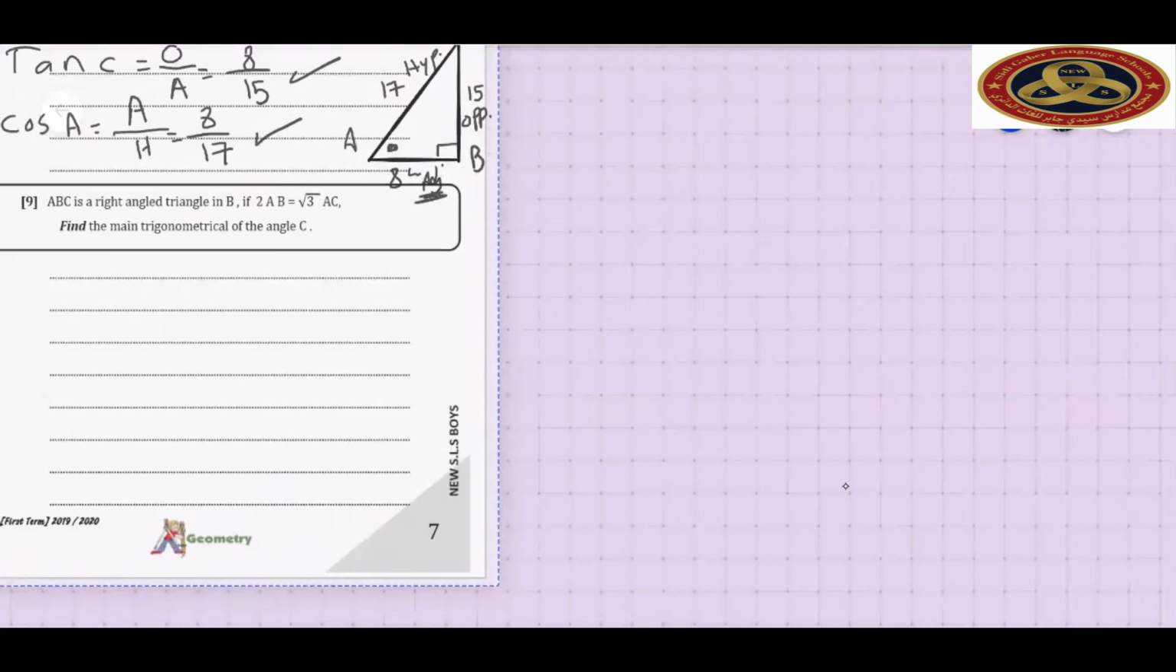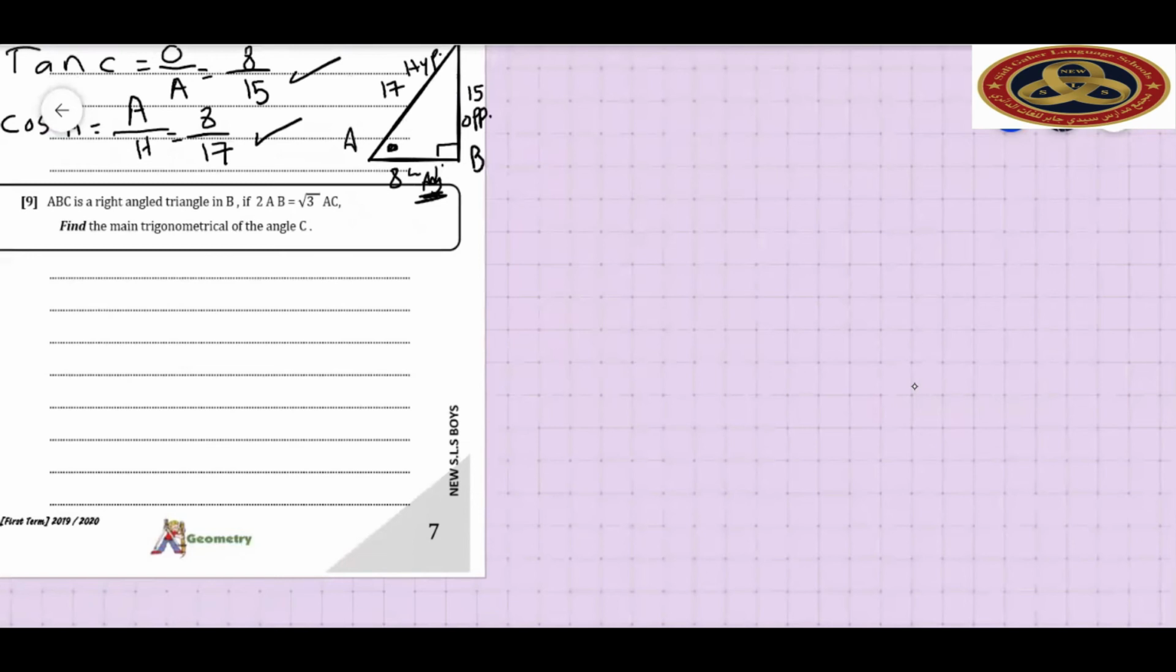He gave me the triangle. ABC is a right angle triangle. Okay? So what I will do now, I have to draw the triangle ABC. Okay? This triangle is ABC, which is right angle at B. Right. But he didn't give me any side. He gave me the ratio.